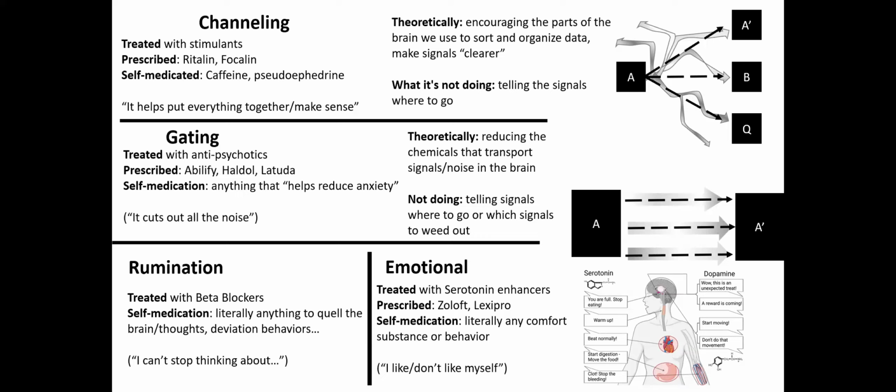And then there are some other aspects that therapists may tackle, like rumination, thinking a thought over and over and over, and just turning into a whirlwind pit. And that can be treated with beta blockers. And emotional issues are treated with serotonin. They're trying to increase serotonin with enhancers like Zoloft and Lexapro. Again, these are for when you hear the phrase, I can't stop thinking about, and then the cycle, and the emotional, I don't like myself, I can't properly get a reasonable view of who I am.